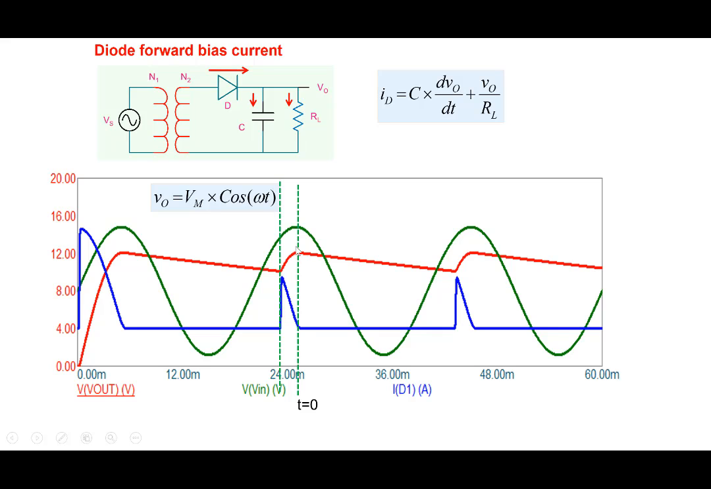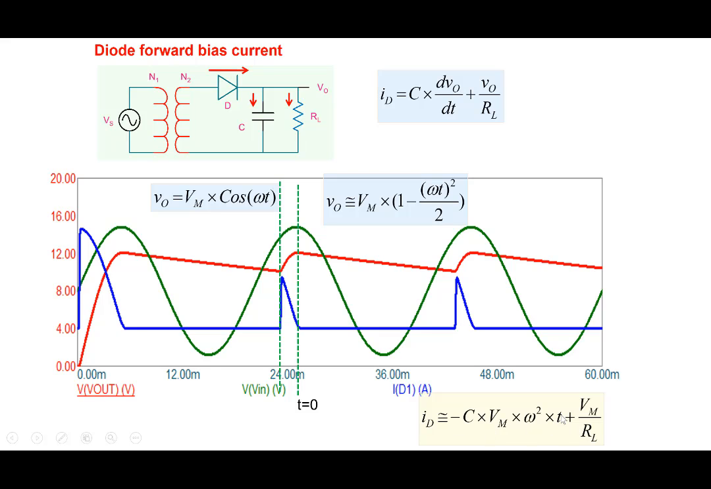V0 is Vm cos omega t, and because we are talking about a very small region very close to the peak, we can approximate the cos as 1 minus omega t square by 2. We can take this V0 and plug it in, and the derivative is straightforward. We get ID equal to minus C Vm omega square into t plus Vm by RL, because if the ripple is small, V0 is approximately equal to Vm, so Vm by RL. So that's the diode current.